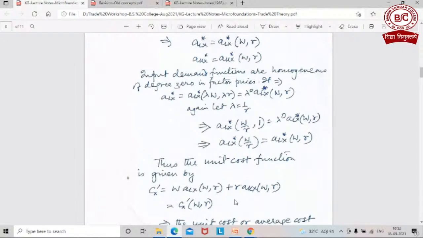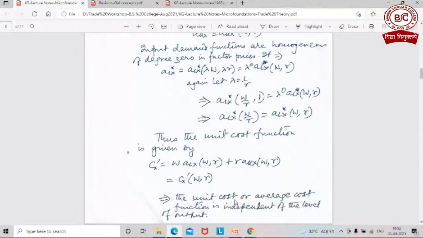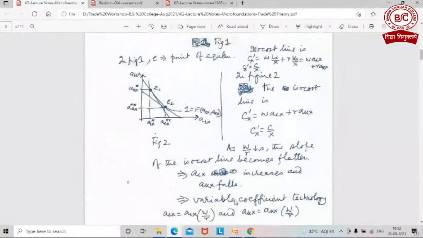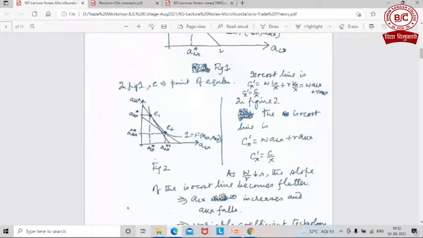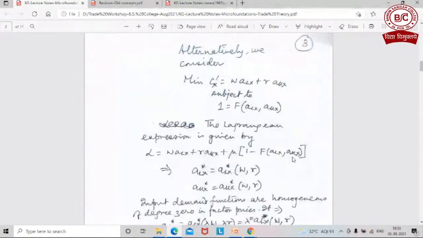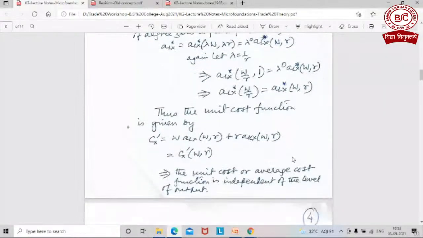Under CRS? Yes, sir. So actually, unit cost means basically average cost function. Unit cost means what? Remember, what is CX dashed? As I said, CX dashed is C by X, isn't it? It's average cost. You got my point, everybody? Cost is a function of factor prices under constant returns to scale.